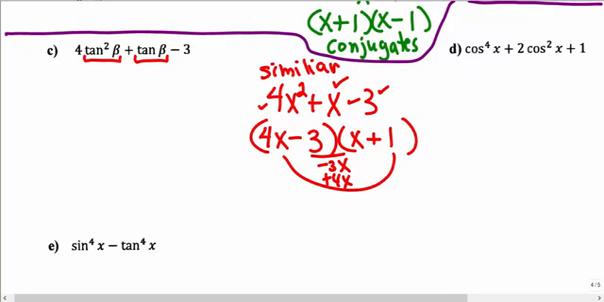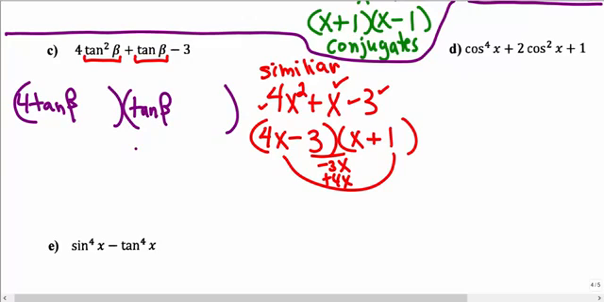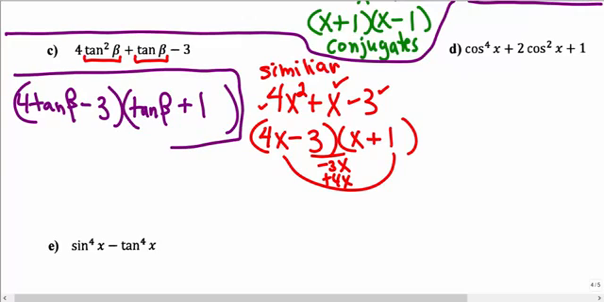Now what does it look like in trigonometry? Very, very similar. We're still setting up our two parentheses for those three terms. And instead of having 4x, we're going to have 4 times tangent of that angle beta times tangent beta. Plus and minus, so we have minus 3, and then we'll have plus 1. So wherever we had x before, now we're just using tangent beta.